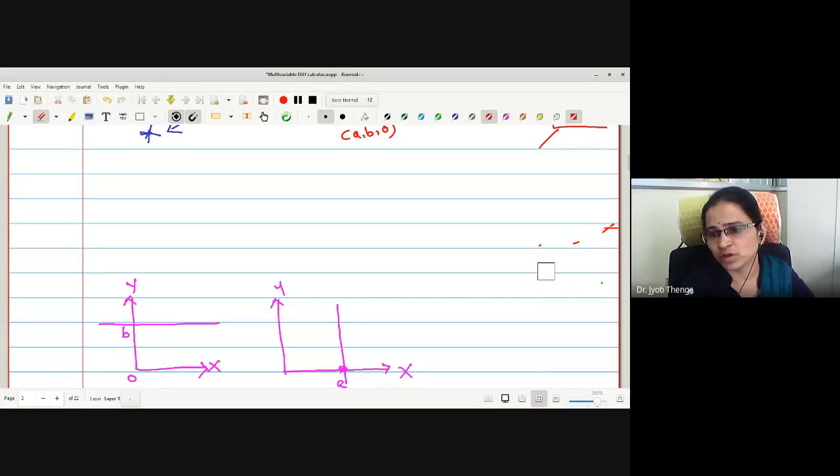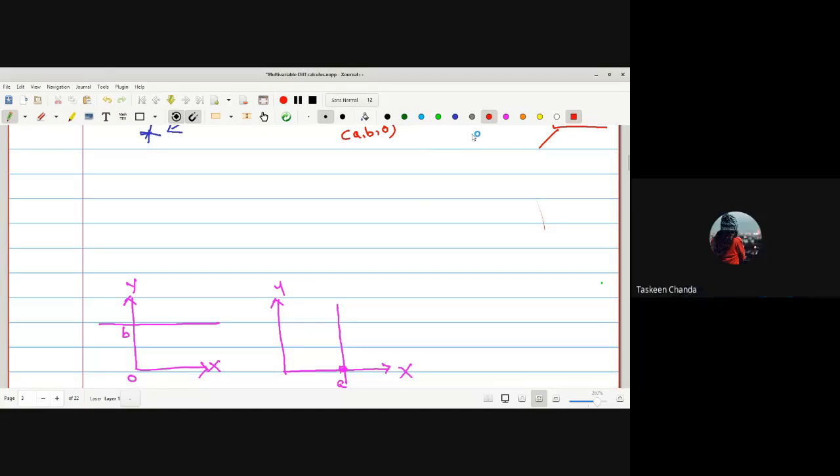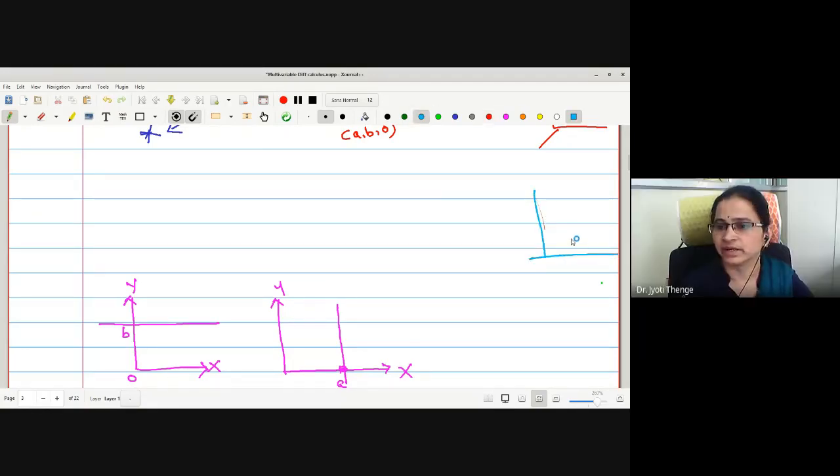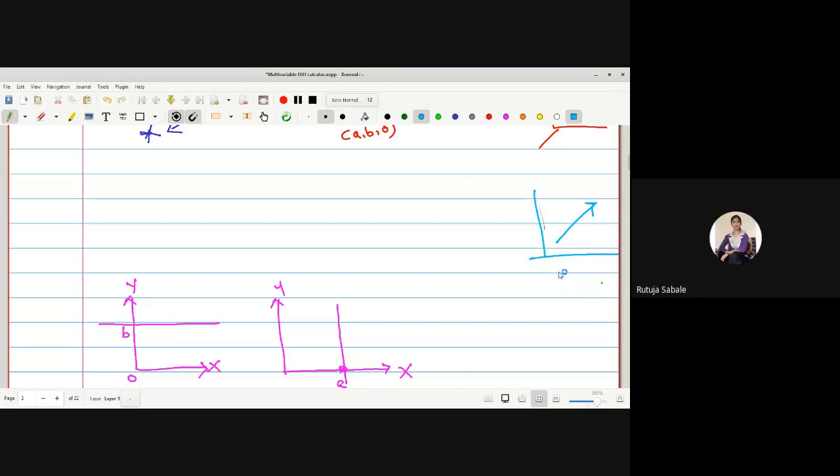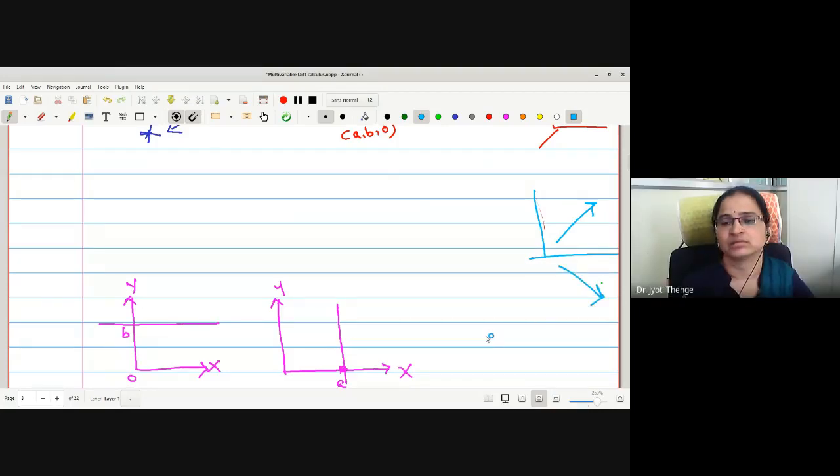If the slope is positive, suppose we have the x-axis as well, what kind of line will we have? Slope positive means what? Increasing value of x. This is a line. What kind of slope does this line have? Positive or negative? Positive, ma'am. Positive. What about this line?